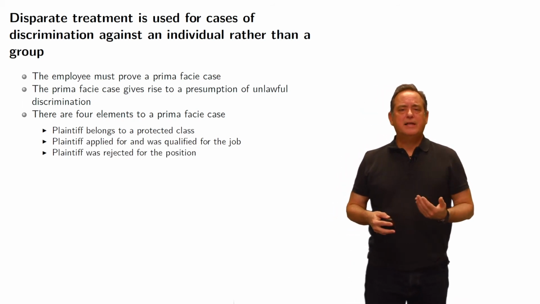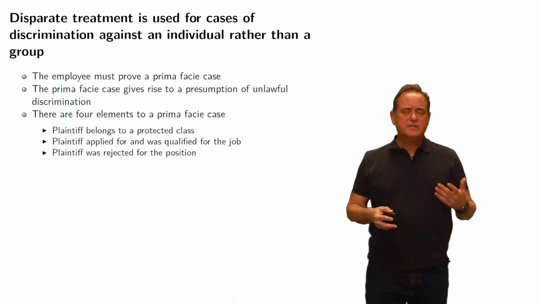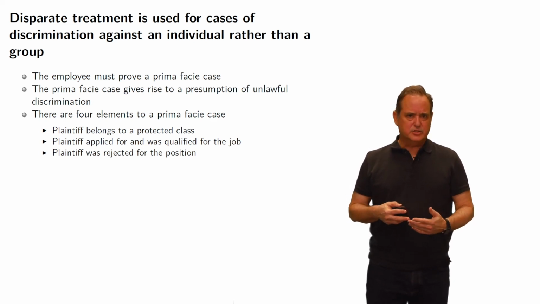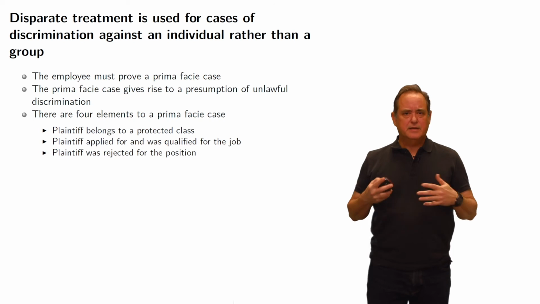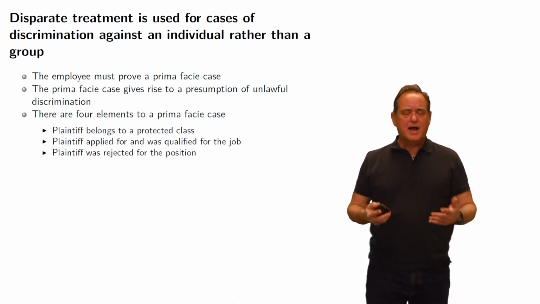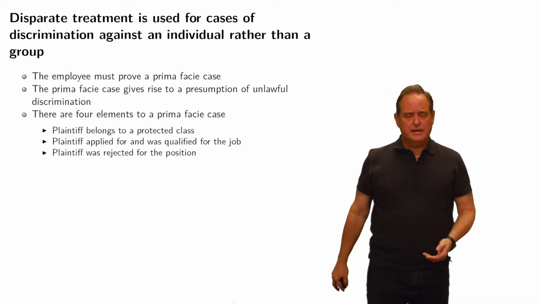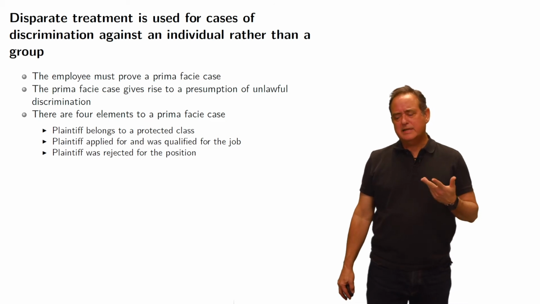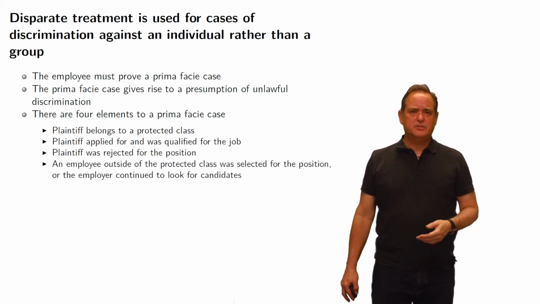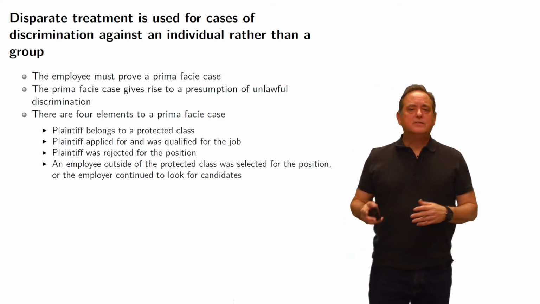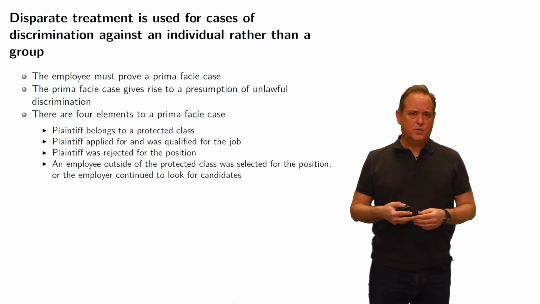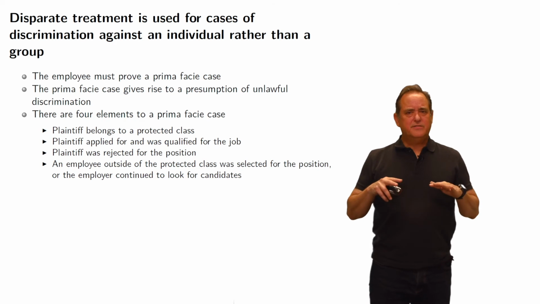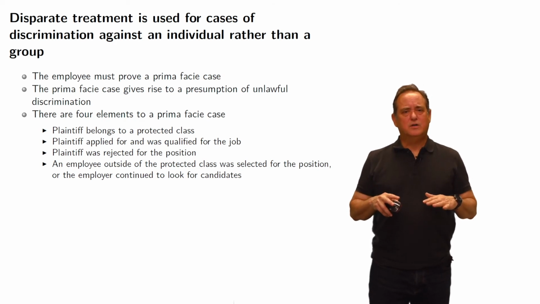Third, we have to show the plaintiff was rejected for the position or suffered some sort of adverse employment decision. This will apply to more than just the hiring process, as we'll see. It could be not being hired, fired, loss of opportunities, loss of pay, any number of things. But for the hiring process aspect, plaintiff was rejected for the position. And finally, an employee outside of the protected class was selected for the position, or the employer continued to look for candidates. So this is a very low standard to get over.